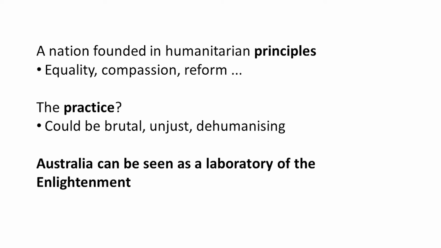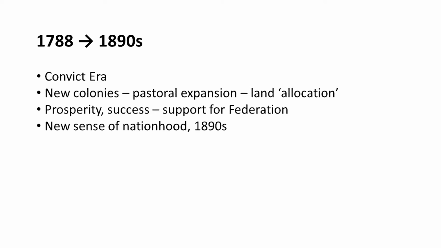So from 1788 through to about the 1890s, we can really talk about this as the first period in trying to define Australia's cultural identity, a culture that is centred around this convict experience, and very little is really recorded about the Indigenous experience. What we see is this convict era where we have new colonies, a pastoral expansion, lots of land allocation. All you've got to do is read Australian literature from any time and think about the significance of fences and the way that fences figure as symbols within Australian literature.